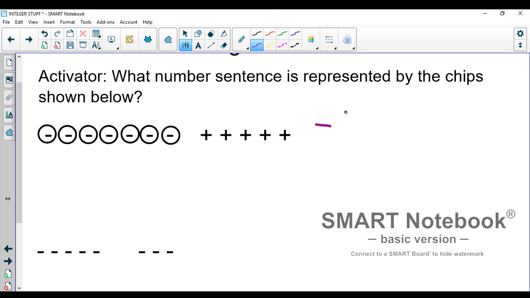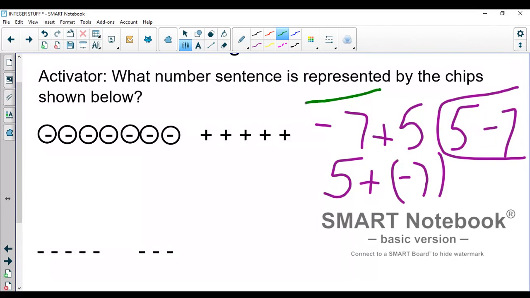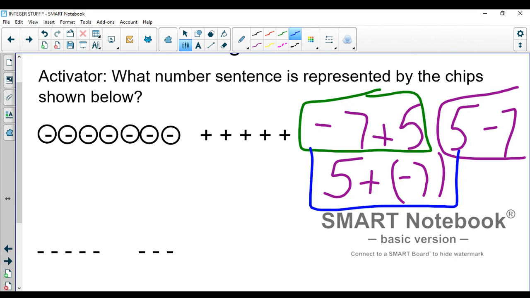We could write negative 7 plus 5. Or we can switch the order and do 5 plus negative 7. Or really what that also means is 5 minus 7. All three of these are equivalent to each other. Each one of them, even though they're written slightly different, is saying there's 7 negatives and 5 positives.